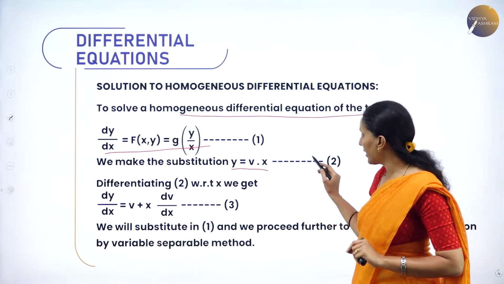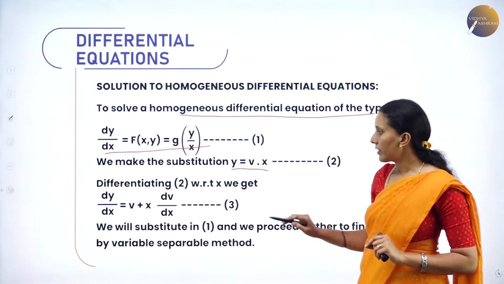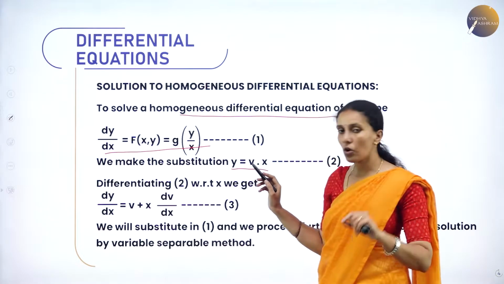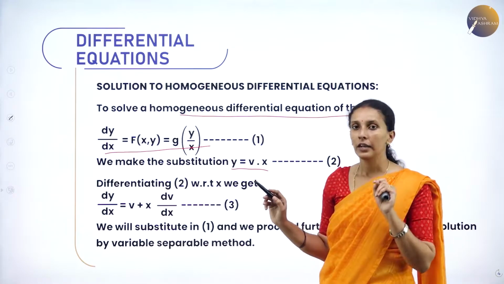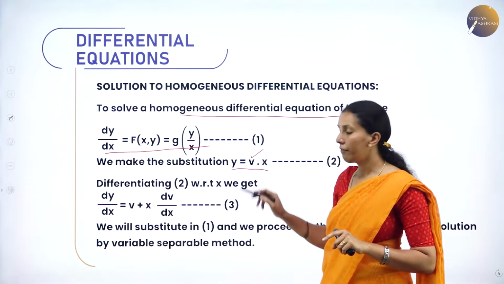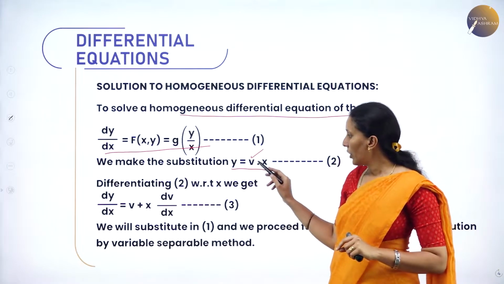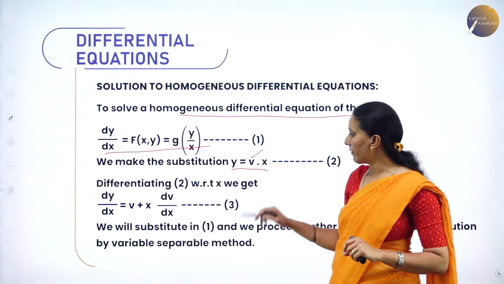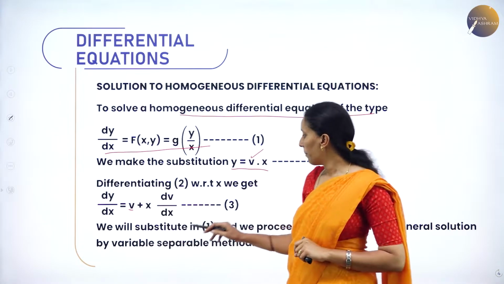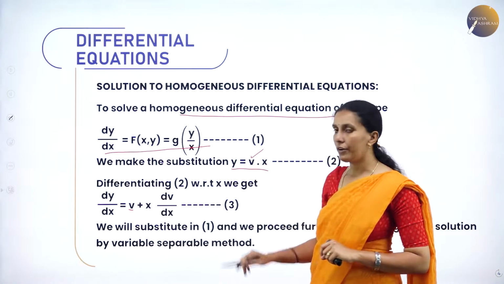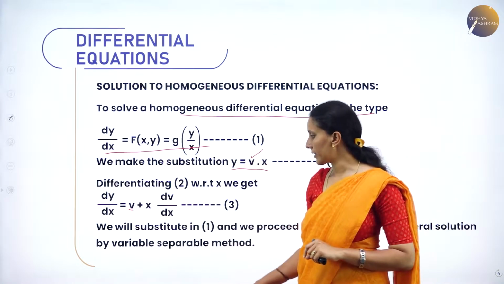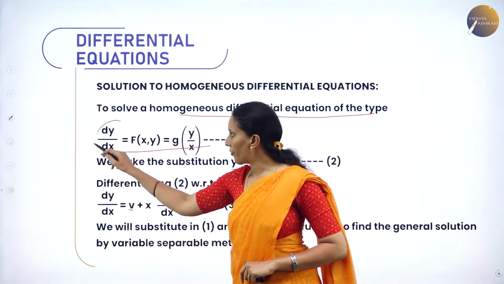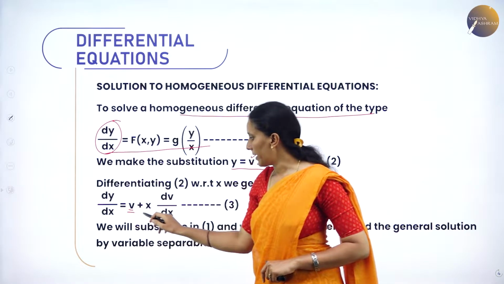We will differentiate this y is equal to vx. Here v is also a variable function of x, so v is one more function. That is why when you differentiate it, dy by dx is the first function into the derivative of the second, which becomes v, plus the second function into the derivative of v with respect to x. Thus, in the place of dy by dx, we will replace this.